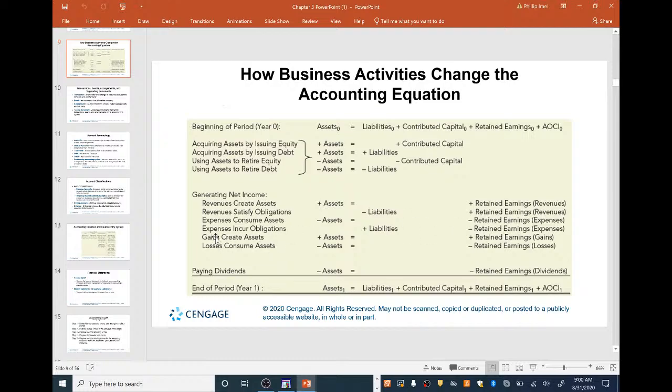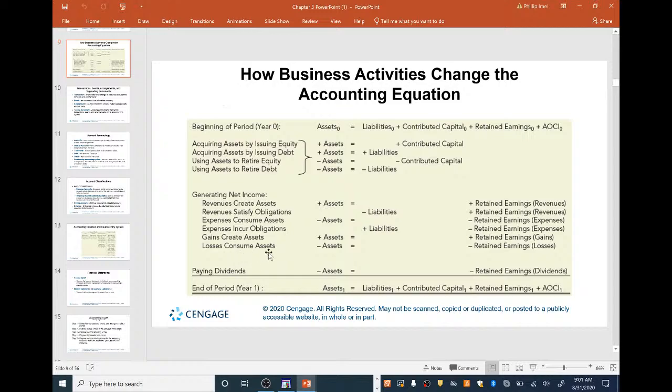What about if we have expenses incurred for obligations, right? Expenses incur obligations, right? So now the liabilities are going to increase because we've incurred obligations. Once again, expenses reduce our net income, and net income obviously is closed to retained earnings. So if expenses reduce net income, expenses reduce retained earnings. Gains create assets, okay? Obviously, if we are creating assets, assets are going to increase. Gains, once again, gains increase net income. Remember, they're peripheral. So we're going to increase retained earnings.